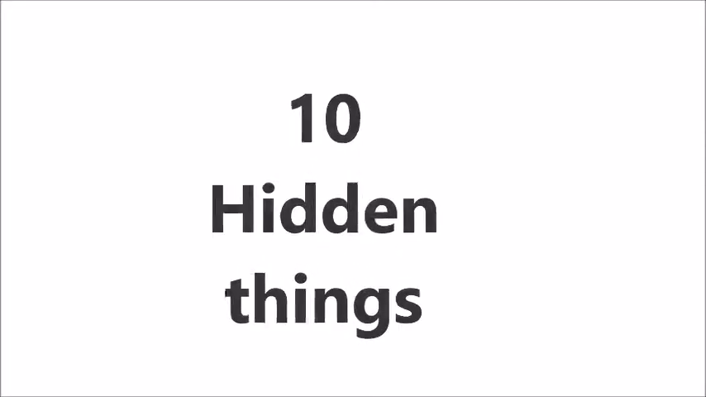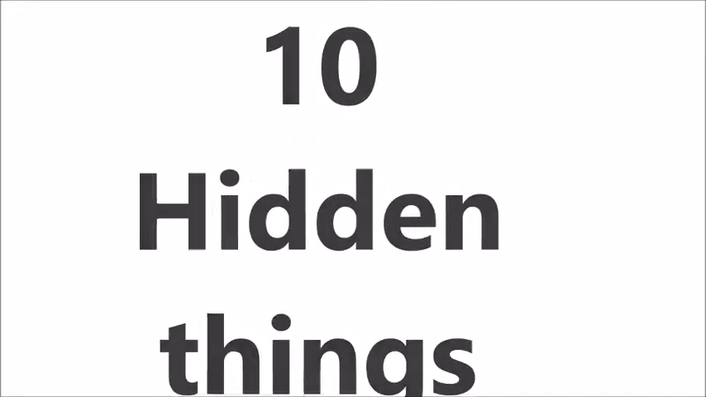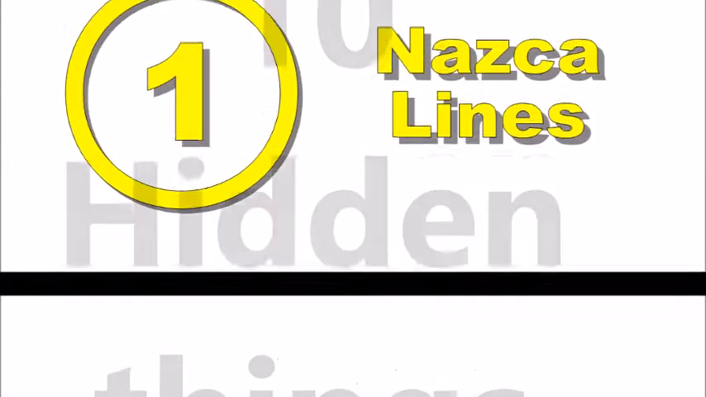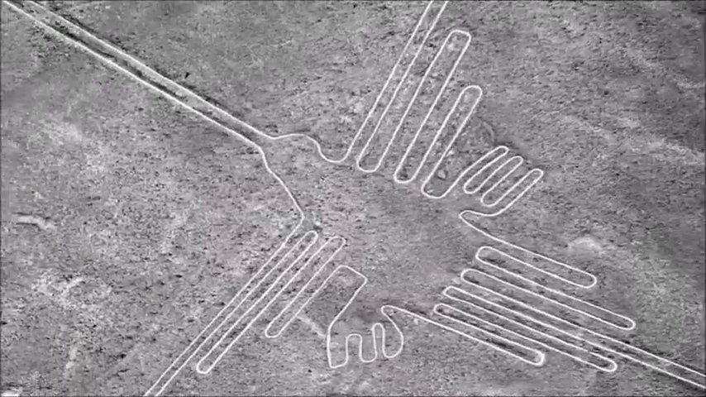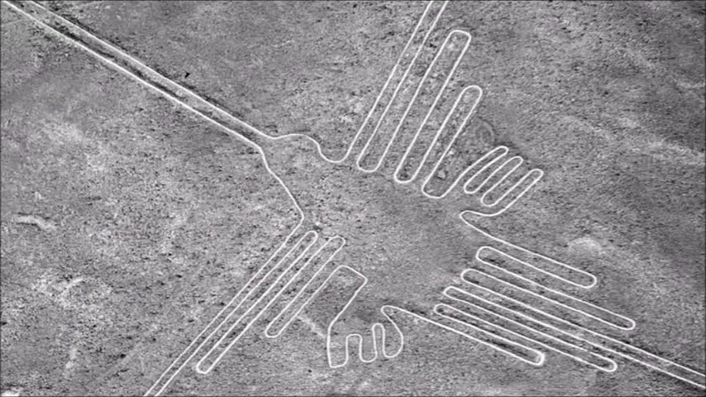In this episode of Analysis, I will show you 10 examples of hidden things. Number 1 is the Nazca lines in Peru. The Nazca lines are a series of grooves that have been carved out of the ground in the Nazca desert in Peru. The images they depict are so large they can only be seen from a great height. They are said to be thousands of years old, and the reason they were carved is not fully understood.